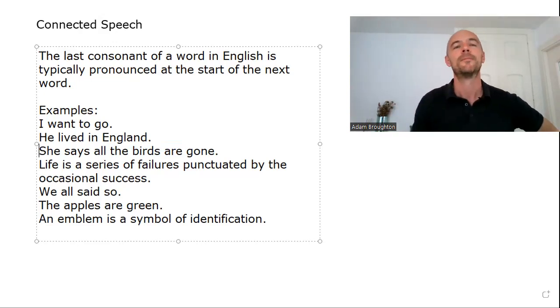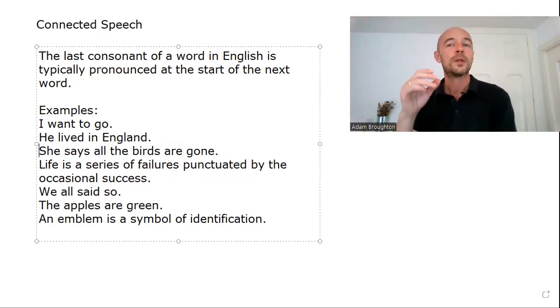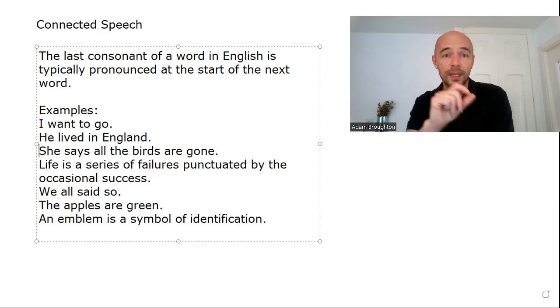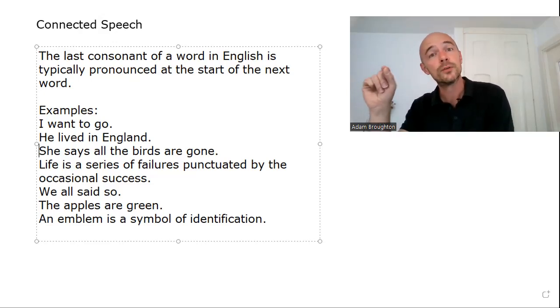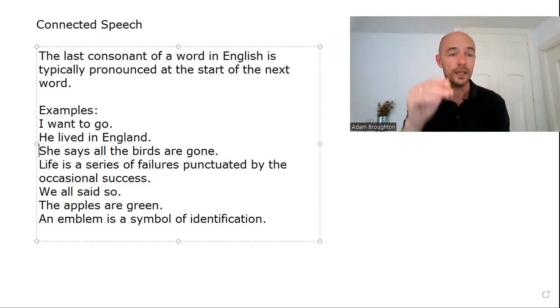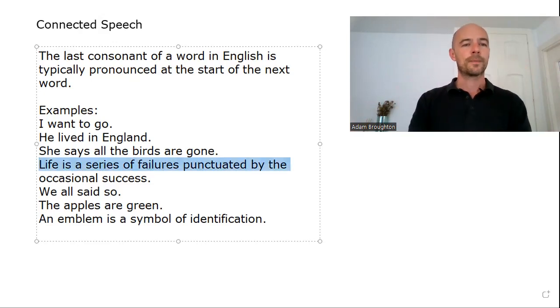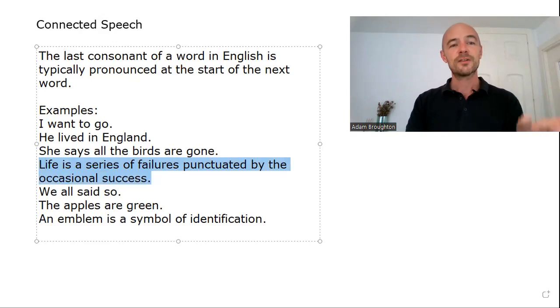What is "one"? I mean, you would understand because it's a very simple sentence, but imagine it's another word. Try and consider this. Is there a sound which is being moved to the next word that, if you put it back, would make perfect sense? I want to go. He lived in England. She says all the birds are gone. Good. Life is a series of failures punctuated by the occasional success.